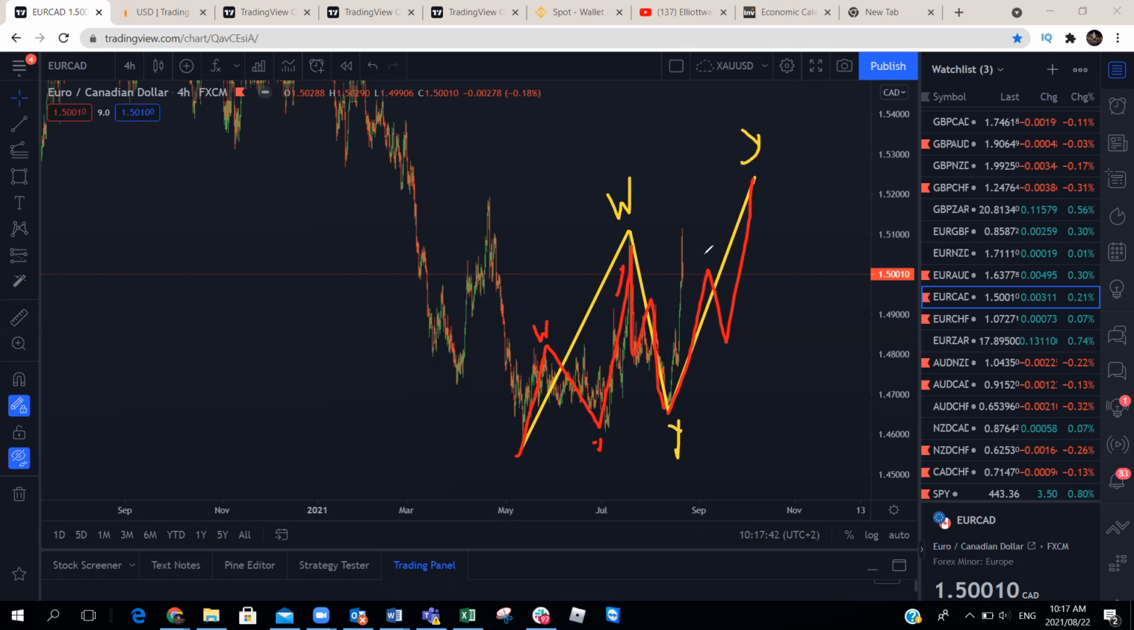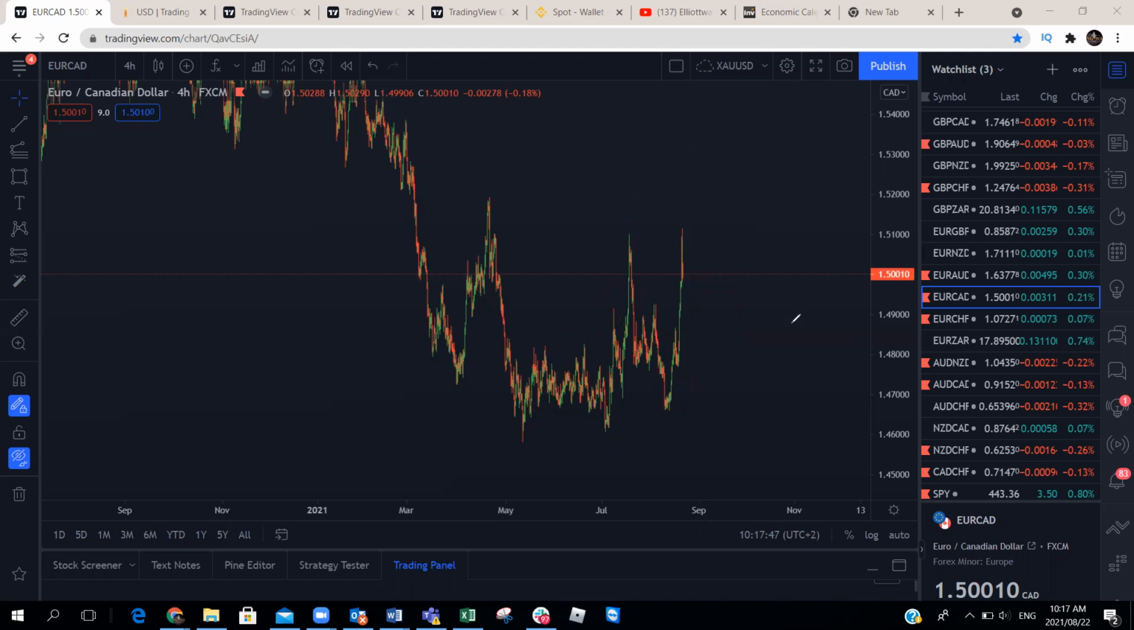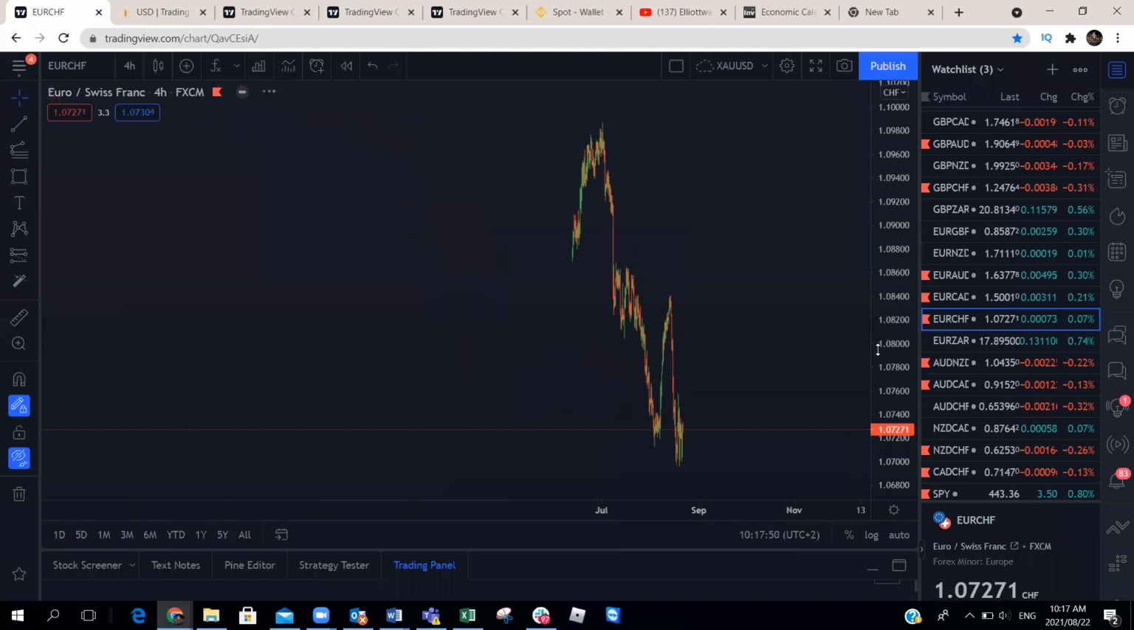That's how we're looking at this. So this pullback is what we're looking at here before another move to the upside. That is EURCAD. EURCHF, one of the interesting ones.